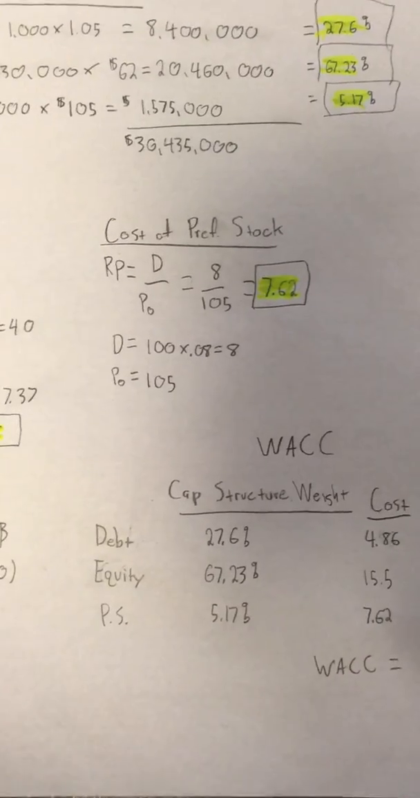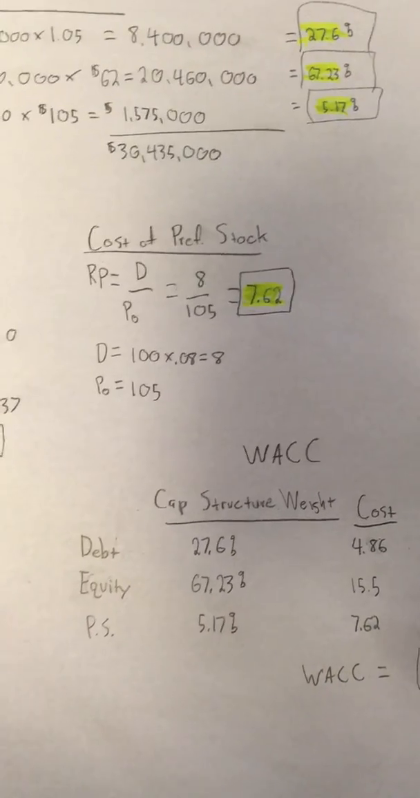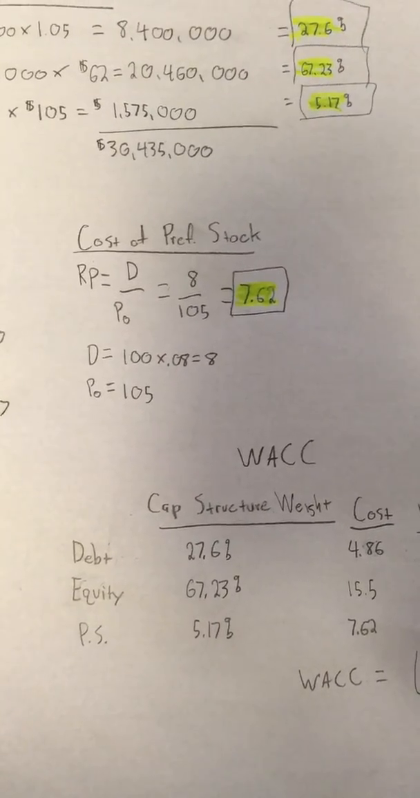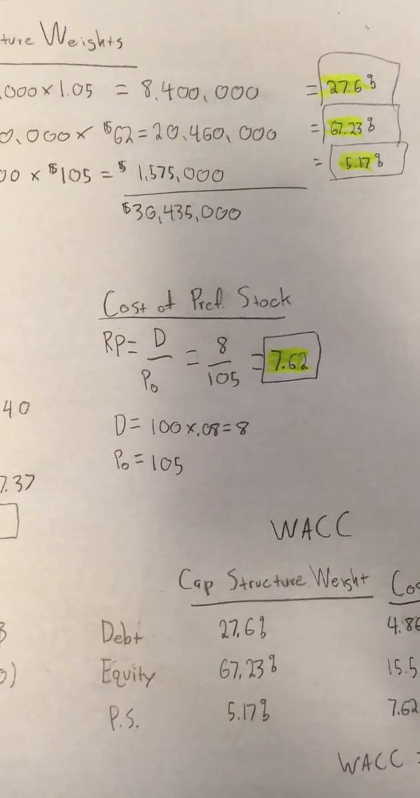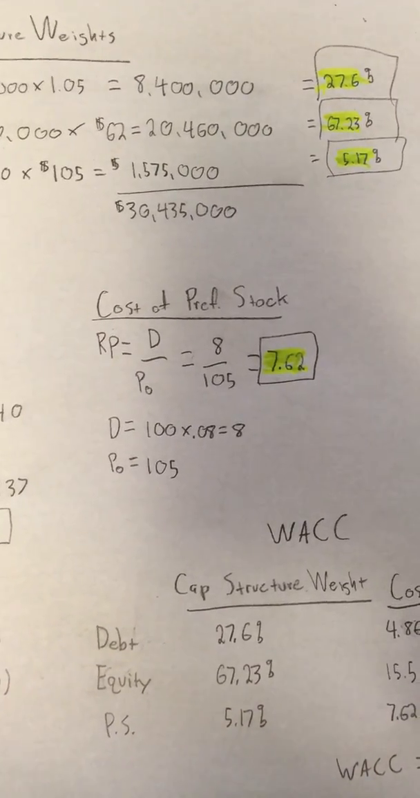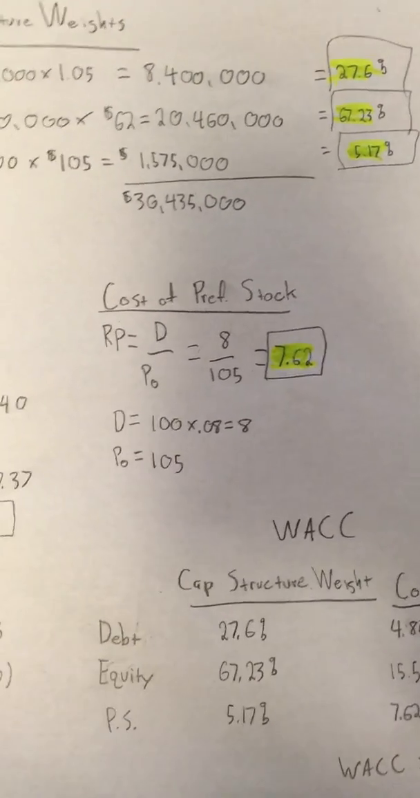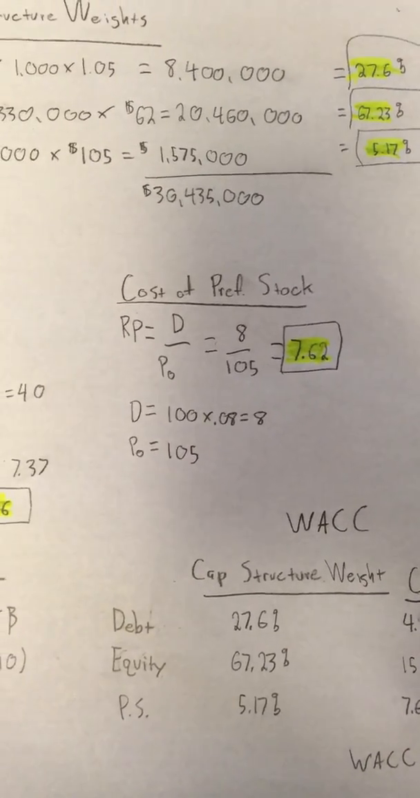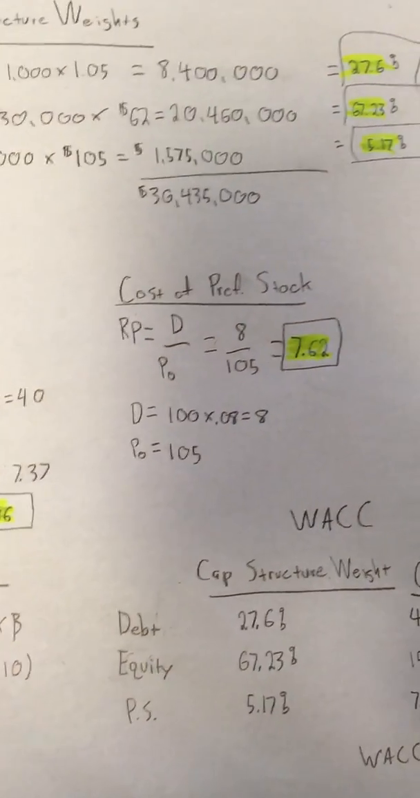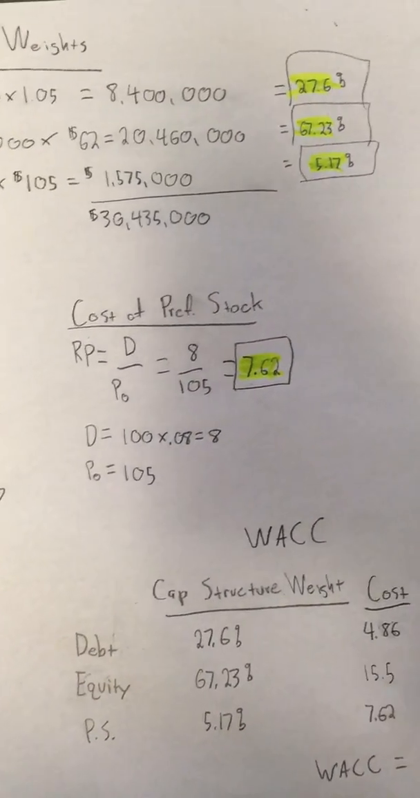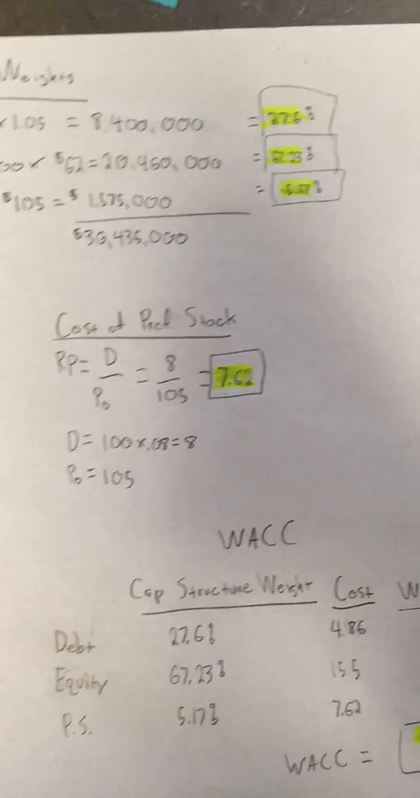Lastly, calculate the cost of the preferred stock. To do that, you take the dividend amount divided by the market value of the preferred stock. The dividend is 8% of 100, which is the par value. You get $8 per share, and the market value is $105. So 8 divided by 105 is 7.62%.